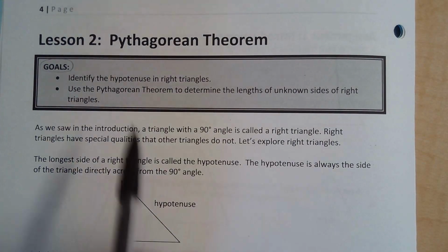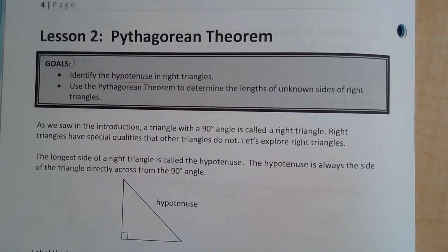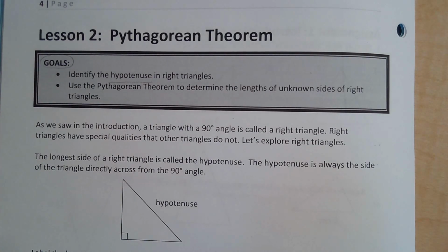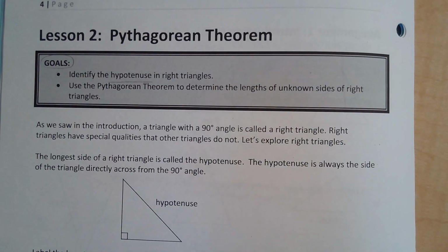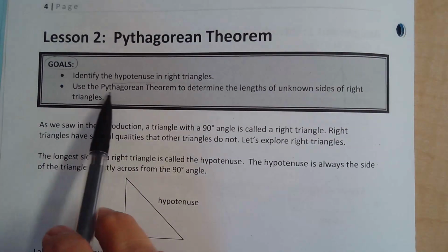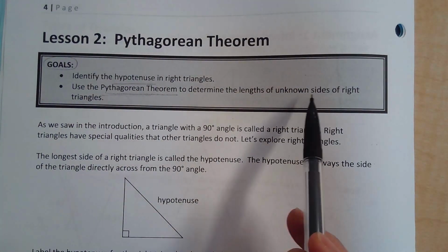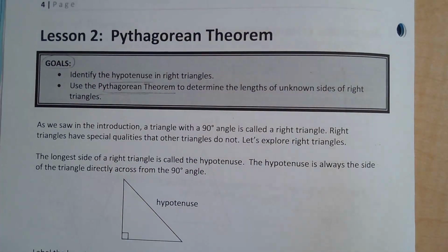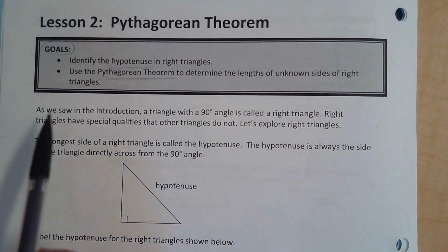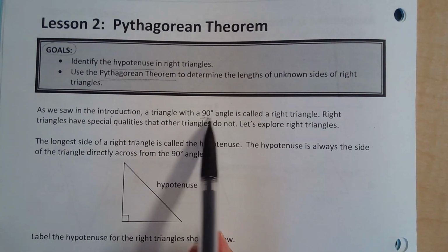Our goal is to identify the hypotenuse in a right triangle. So we're going to label and figure out which one is the hypotenuse, because that's going to make our solutions correct and the use of our formula correct. We're going to use the Pythagorean theorem, and there's a formula for that to determine the length of unknown sides of a right triangle.